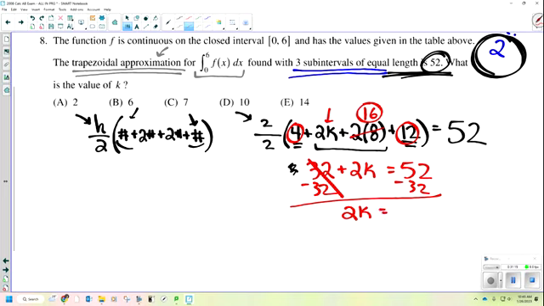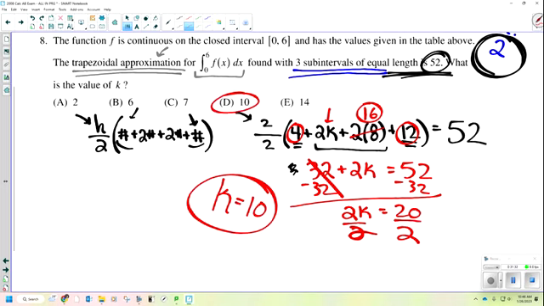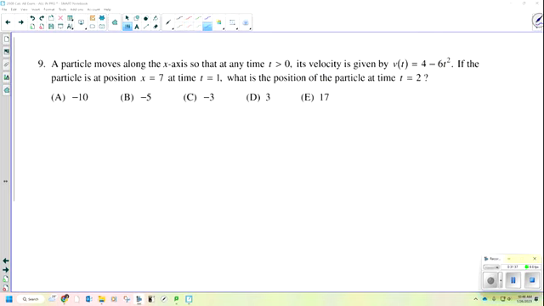2k equals 20. And divide by 2. Which, I mean, when I'm in calculus, I don't divide by 2. I say k should be 10. And you should know that. That is very basic. A k value is 10. That is choice D. We're done with number 8. The final 2 problems, number 9 and number 10.